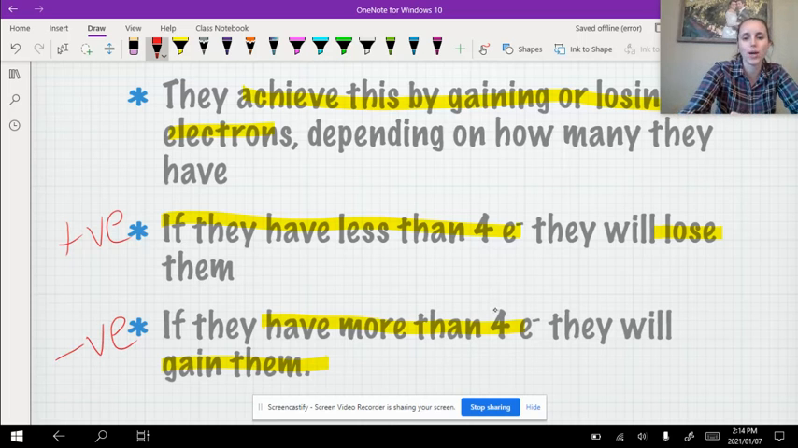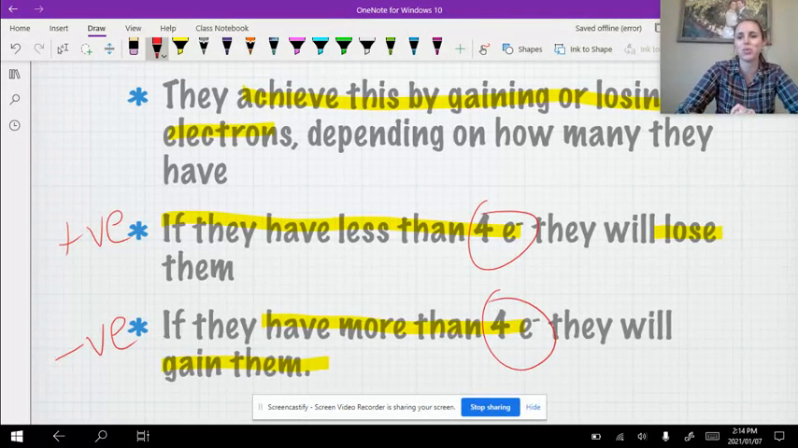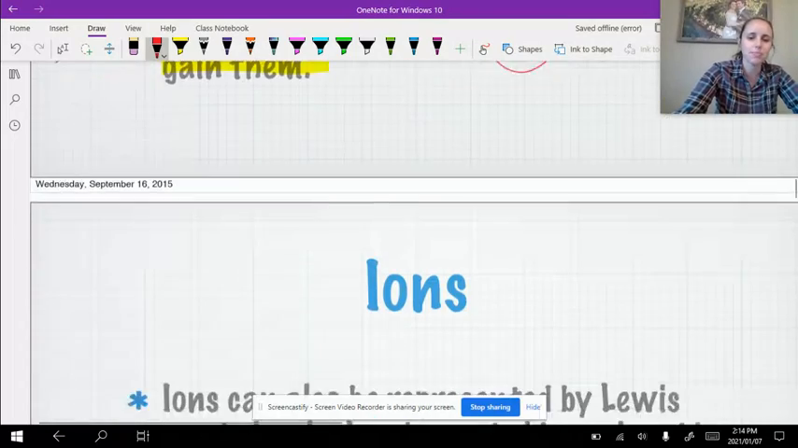So less than 4, you're going to have a positive charge. More than 4, you're going to have a negative charge. The great question is, what happens if I have exactly 4? What happens in cases like carbon, where I have 4 valence electrons? The easy answer is it could go either way, a positive charge or a negative charge. The more accurate answer is that those tend not to form ions. They're involved more in covalent bonding, which we're going to talk about later in this unit when we get closer to it.